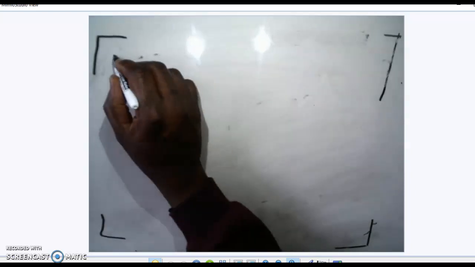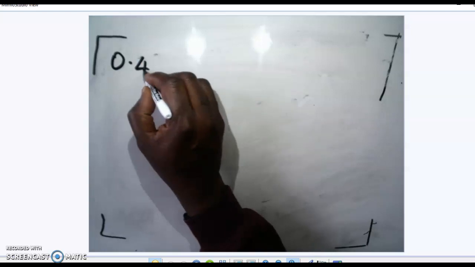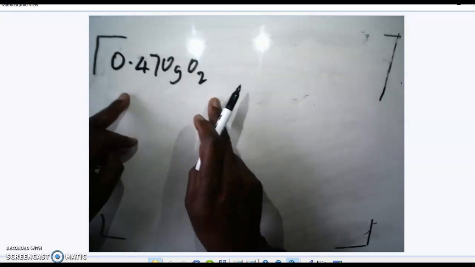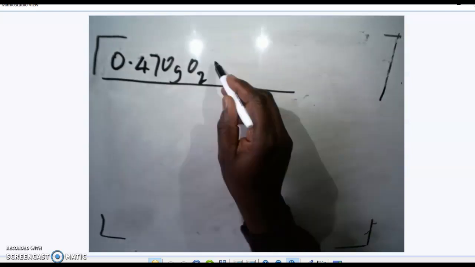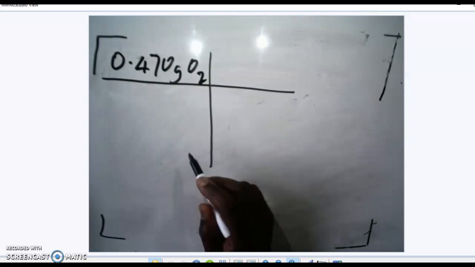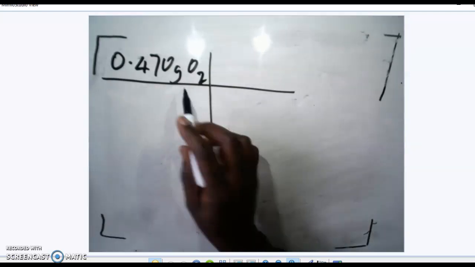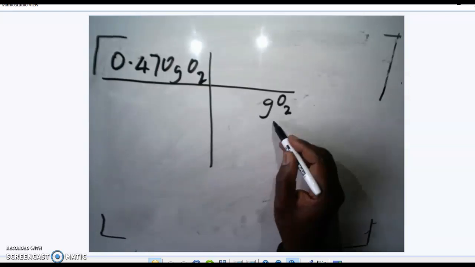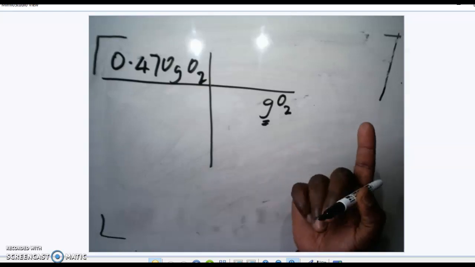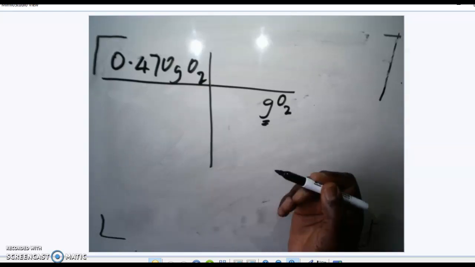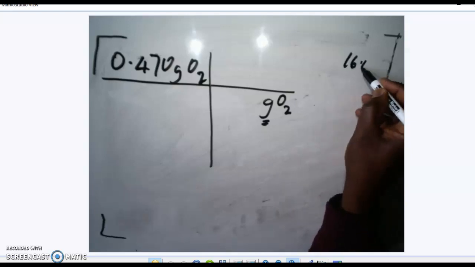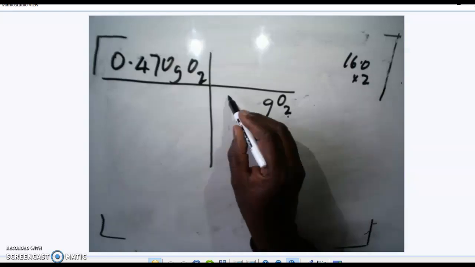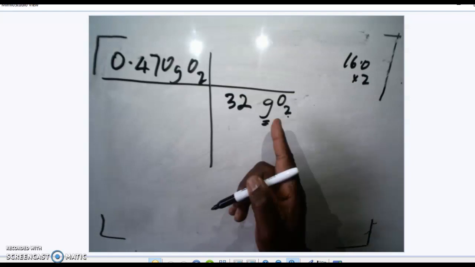Remember our steps. We have 0.470 grams of oxygen. Whatever you are given comes first, so you make a T-chart. The unit you have here is grams of oxygen. That is the first thing to do. Anytime you see grams, what comes to your mind is the periodic table. That's where you get your atomic mass from. Oxygen is 16.0, but remember, oxygen is diatomic, so it has to be times 2 to get 32 grams. And this is 1 mole of oxygen.